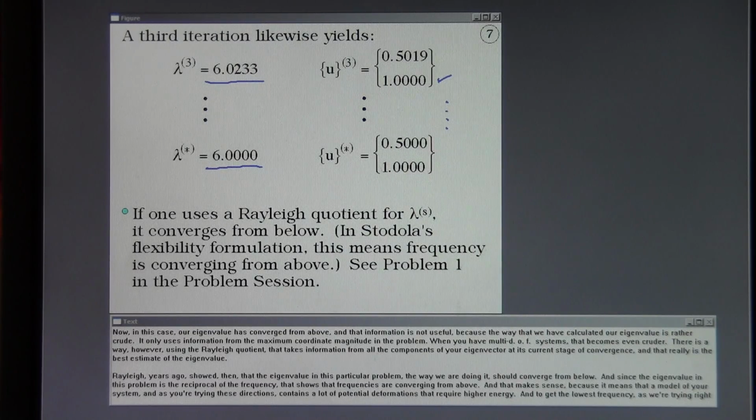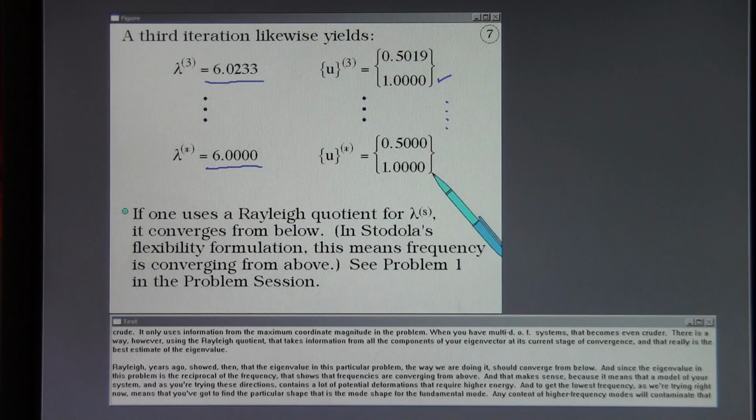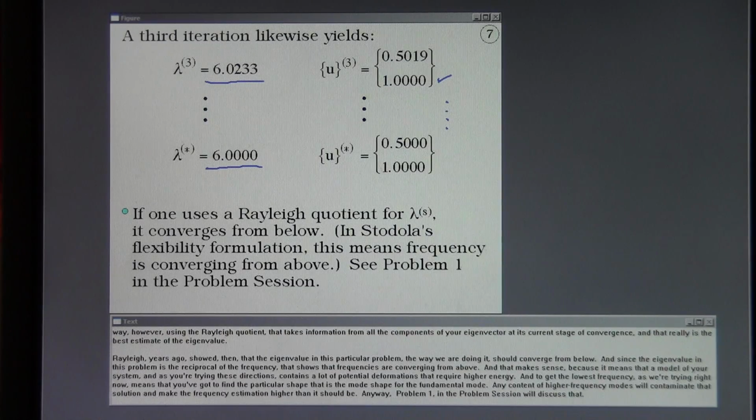Rayleigh years ago showed then that the eigenvalue in this particular problem, the way we're doing it, should converge from below. And since the eigenvalue in this problem is the reciprocal of the frequency, that shows that frequencies are converging from above. And that makes sense because it means that a model of your system, and as you're trying these directions, contains a lot of potential deformations that require higher energy.